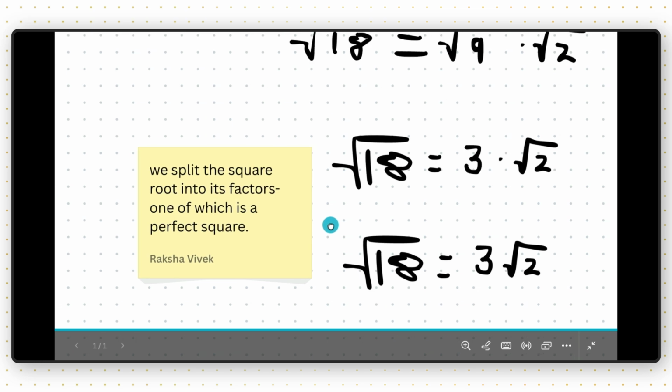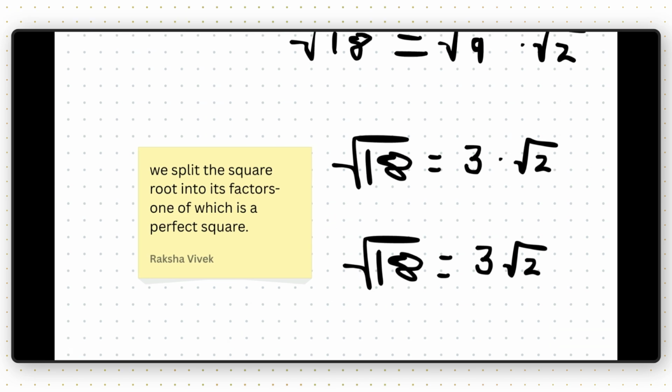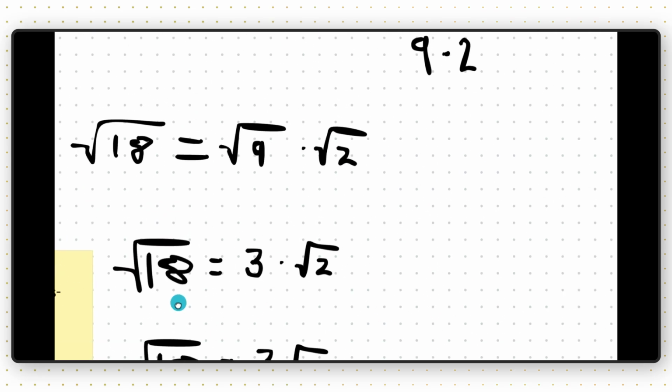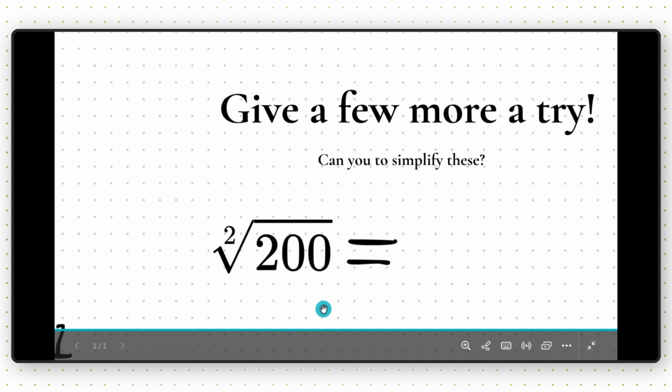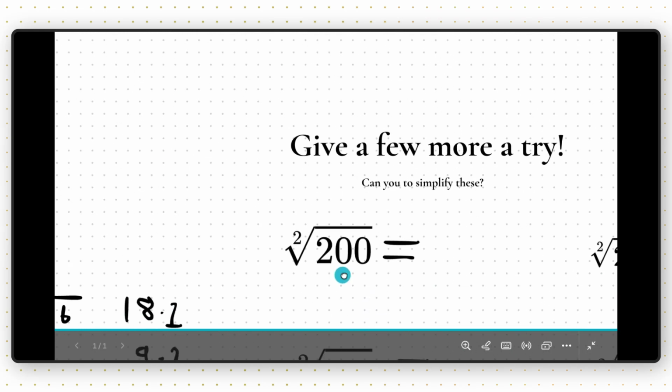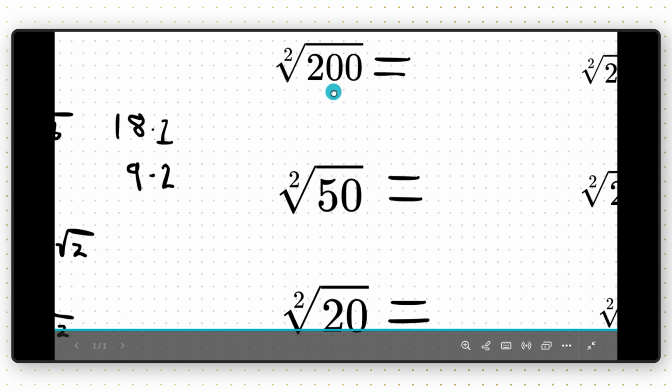So basically, we're splitting the square root into its factors, and one of which should probably be a perfect square. You should try to make it a perfect square to have the easiest simplification. So let's try a few more problems. Just give them a gander. Feel free to pause the video.